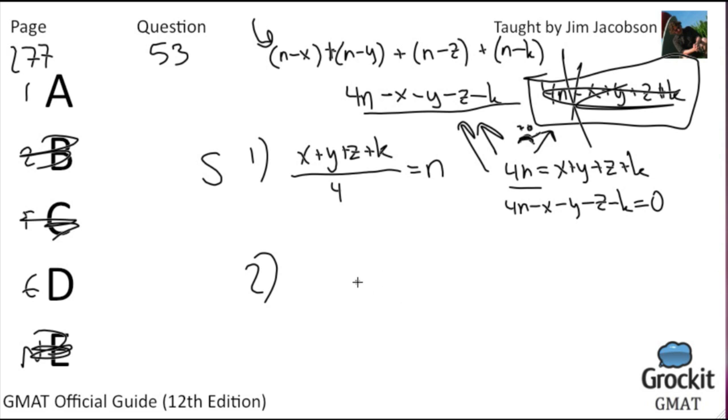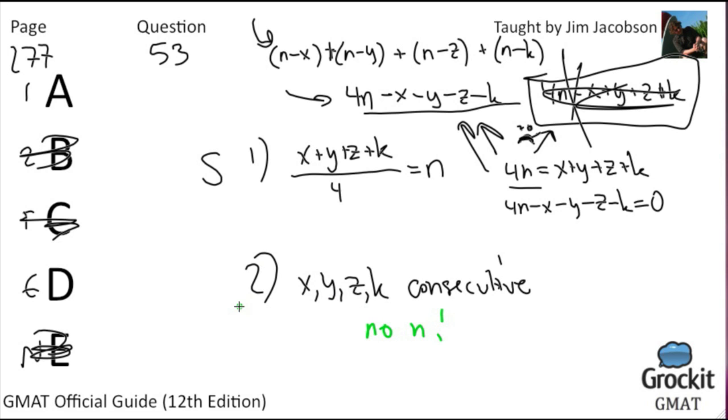Statement 2 tells us that x, y, z, and k are consecutive. Which doesn't necessarily tell us anything because we don't have the value for n. Remember, we need the value of this expression. We need the value of n here. Even though n is a constant, and we have 4n minus these consecutive integers, we still don't have enough to solve for the value because it depends what those integers are and it depends what n is. We have no n in this one. So this one must be insufficient. So it's not D, it is A.